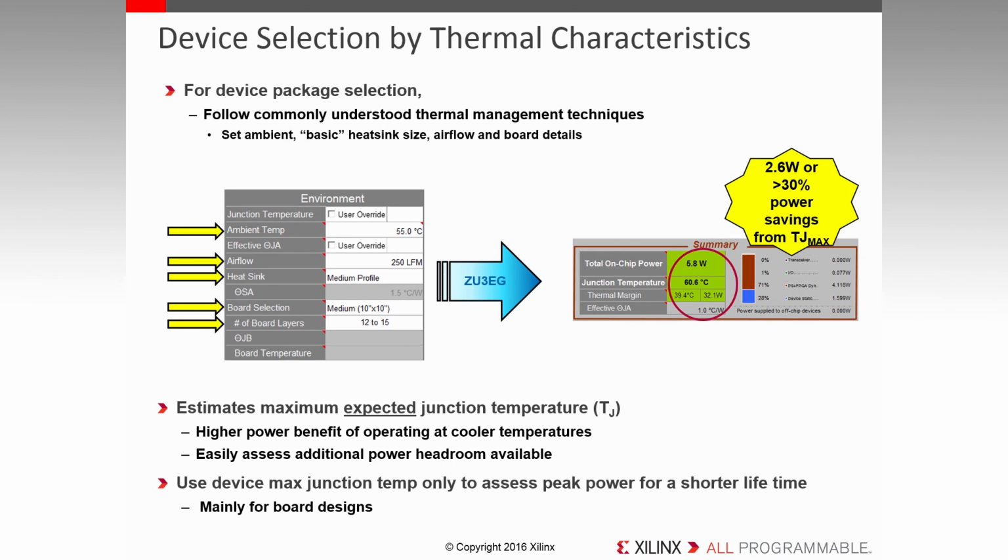As you can observe, right away there is more than 30% power saving compared to the maximum device temperature setting. If the estimated junction temperature is less than the maximum operating range, you can observe additional power benefits of operating at cooler temperatures. And you can easily see how much more power can be dissipated in the device at expected environmental conditions. Thermal margin shows additional temperature and power headroom available within the current device package selection. This helps you to choose the right device and package for your application with fewer thermal challenges and minimal cost.